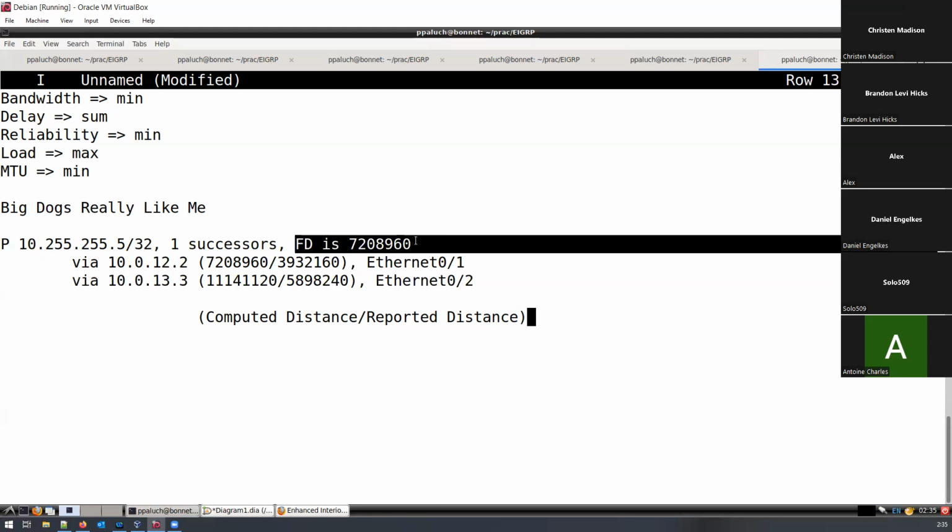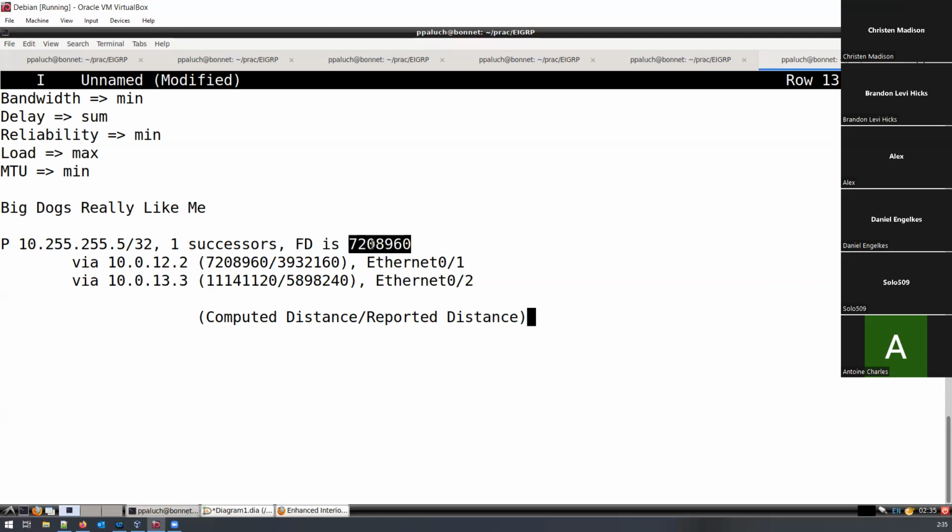Does anybody know what a feasible distance is? Any idea? Is that like the best route? Something like that, the best, the shortest distance? Yep, it definitely looks like it because this number is really this one here. Well, in this line here, these two numbers seem to match. That's right. Yep.